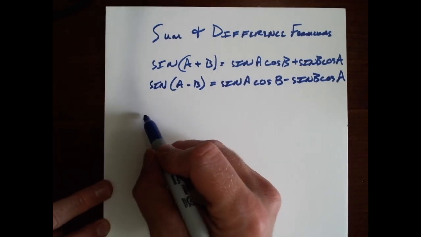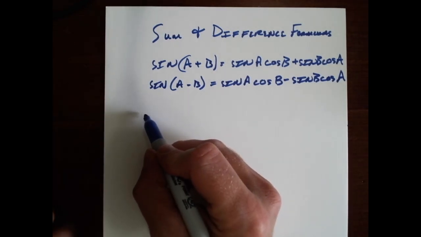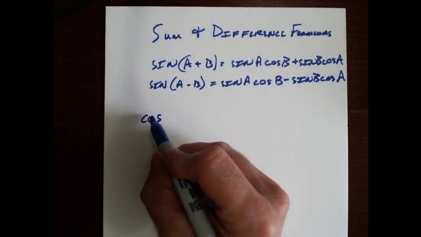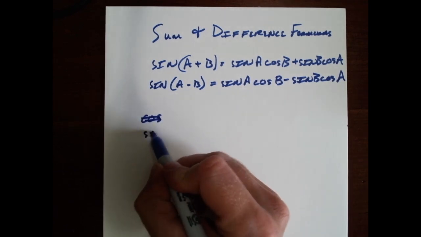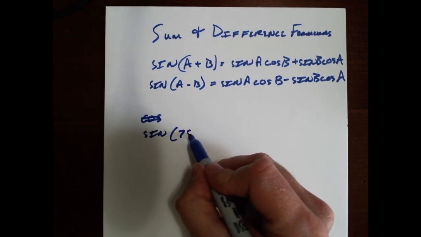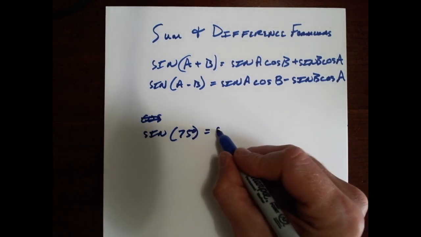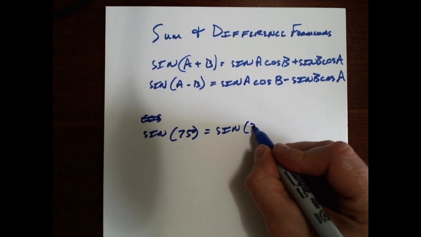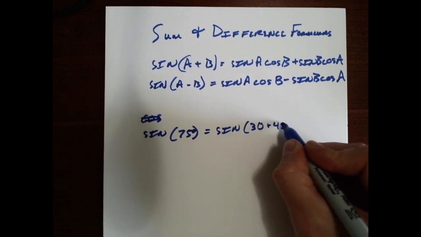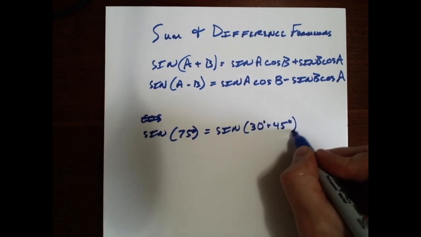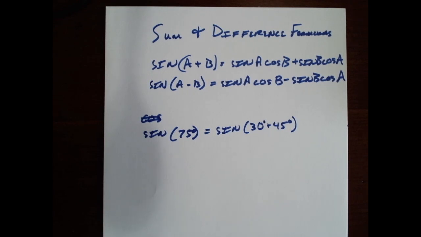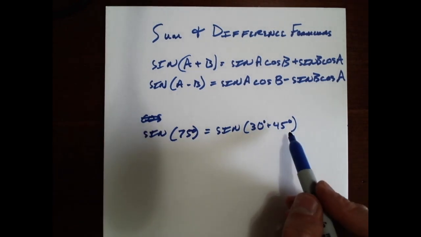But the usefulness for us is that we can then take sine of something like 75 degrees. And we can think of this as being sine of 30 plus 45 degrees. Now, some of you are thinking, well, I can do sine of 75 degrees on my calculator. Why would it be useful for me to know how to split this up like this?